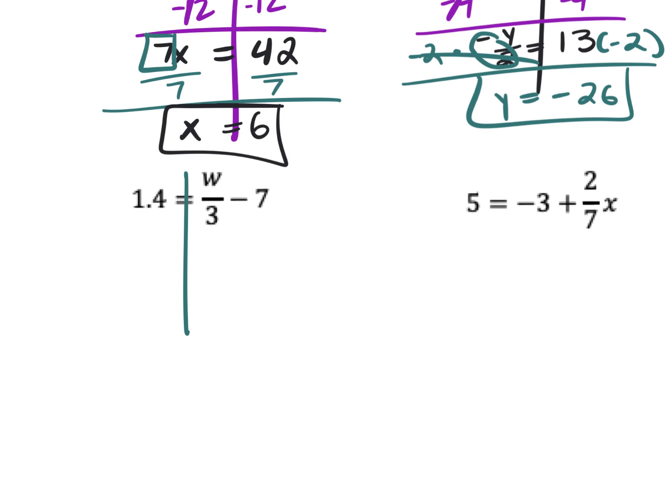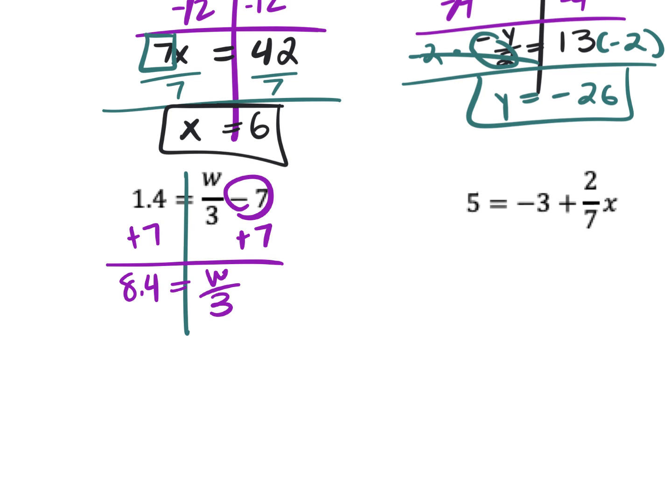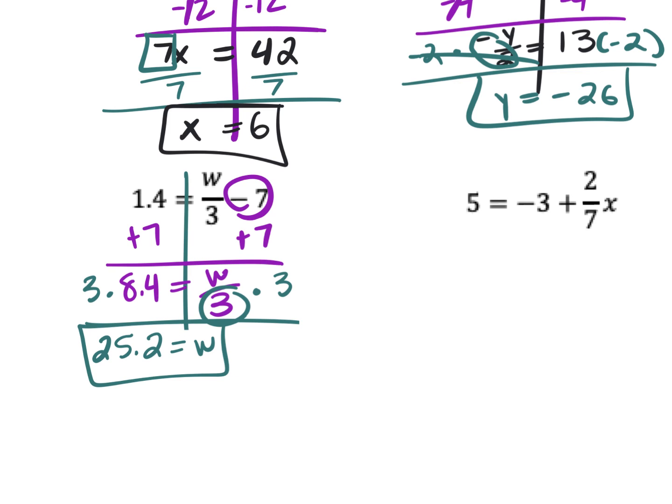Okay. In this one, 1.4 equals w over 3 minus 7. My constant is minus 7. So the opposite of subtracting 7 is adding 7. What I do on the side of the variable, I have to do on the other side. Okay, w is being divided by 3. The opposite of that is multiplying by 3. 8.4 times 3 is 25.2. We got w by itself, so we're done.